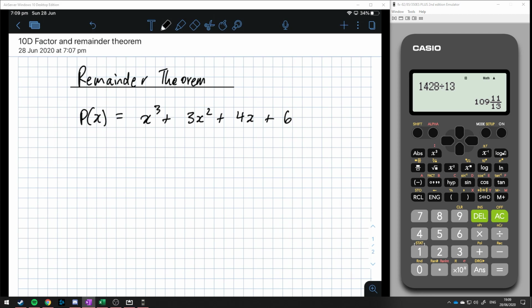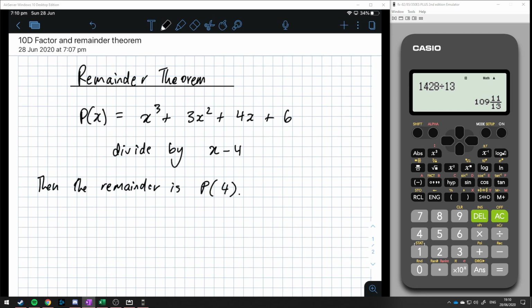So let's say we're going to divide it by, let's say, x minus 4. Then the remainder is p of 4. So if I substitute 4 into this, that 4 there, basically I'm saying if you want to divide it by this, then the remainder is just the polynomial evaluated at 4.